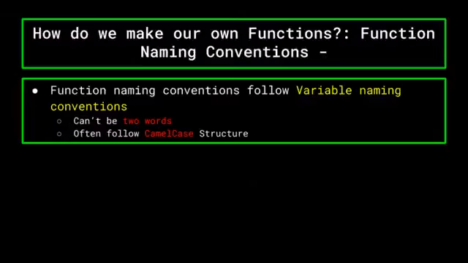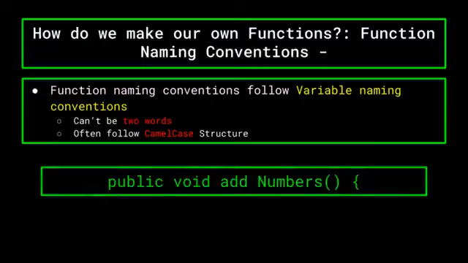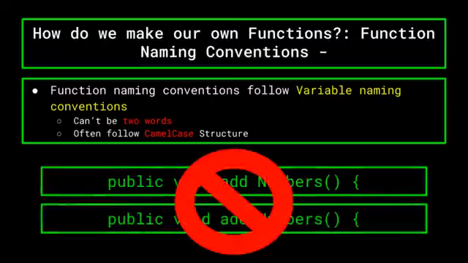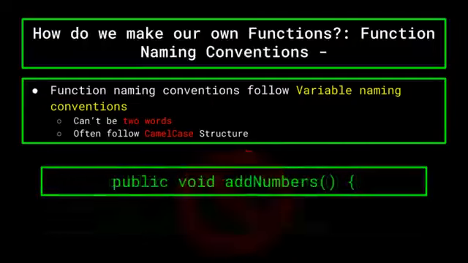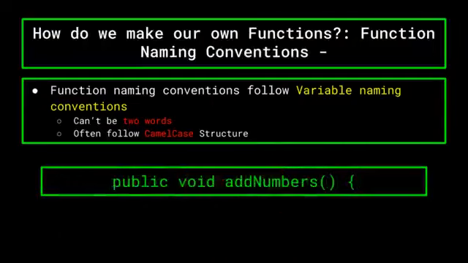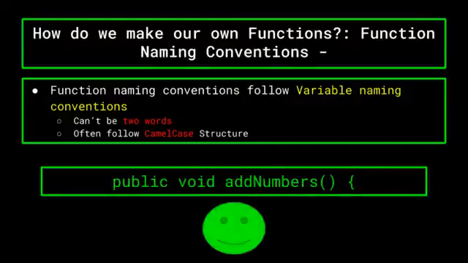function naming conventions. The variable naming conventions we talked about previously also translate over to function names. So you can't have 2-word functions, and you can't use special characters like periods or commas. Generally, you're going to want to follow the same camel case style which we talked about in the variables video, which is not capitalizing the first word, but capitalizing each word after that.